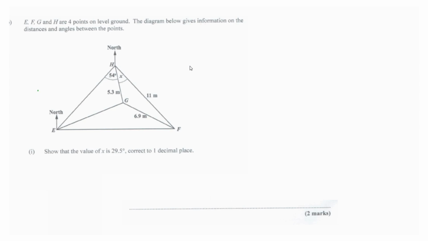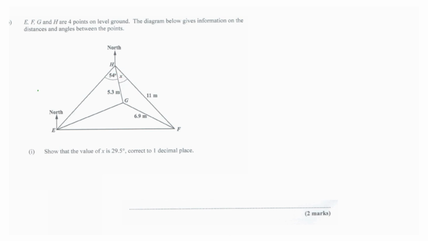So we now come to part B of the question. E, F, G and H are 4 points on level ground. The diagram below gives information on the distances and angles between the points, and you're required to show that angle X is 29.5 degrees. So we want to show that this angle here is 29.5 degrees.